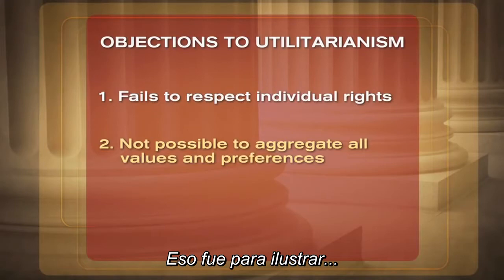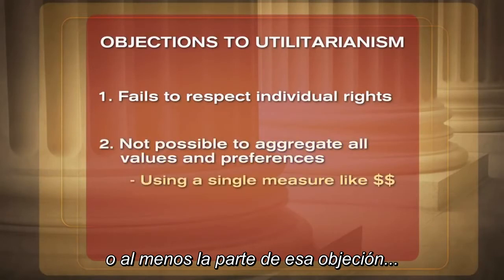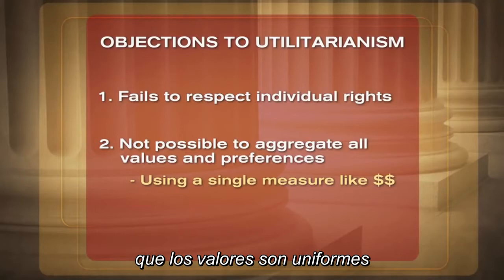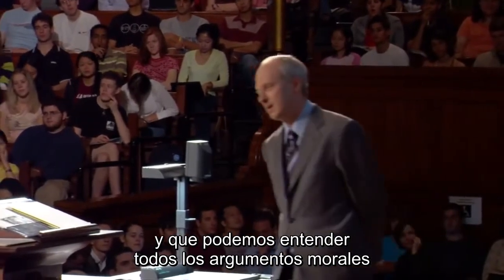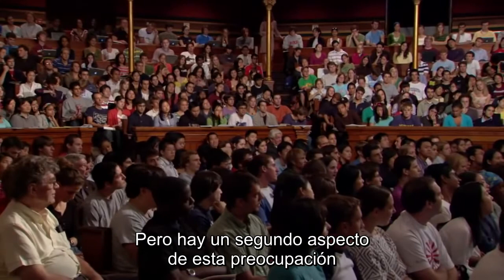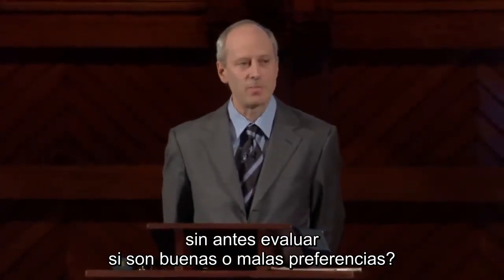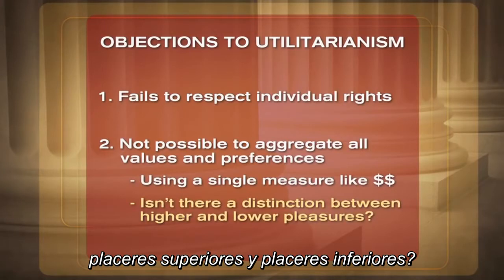So that's all to illustrate the second objection to utilitarianism, at least the part of that objection that questions whether utilitarianism is right to assume the uniformity of value, the commensurability of all values, and translate all moral considerations into dollars or money. But there is a second aspect to this worry about aggregating values and preferences. Why should we weigh all preferences that people have without assessing whether they're good preferences or bad preferences? Shouldn't we distinguish between higher pleasures and lower pleasures?